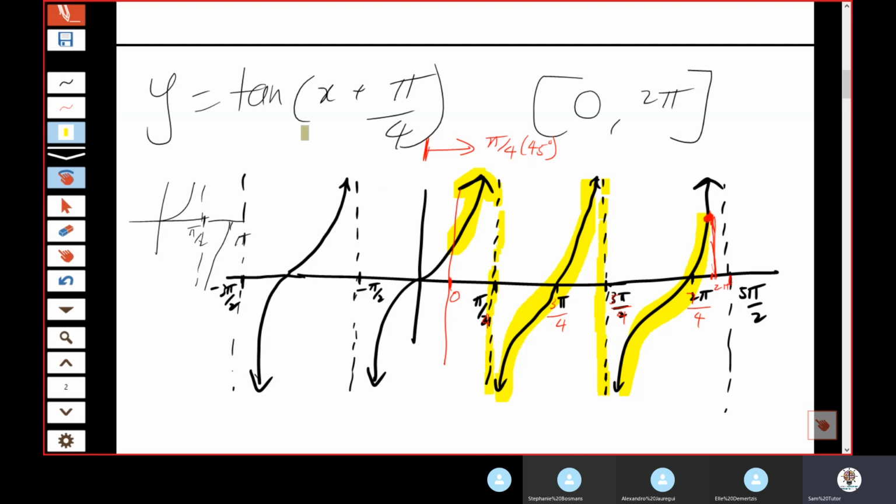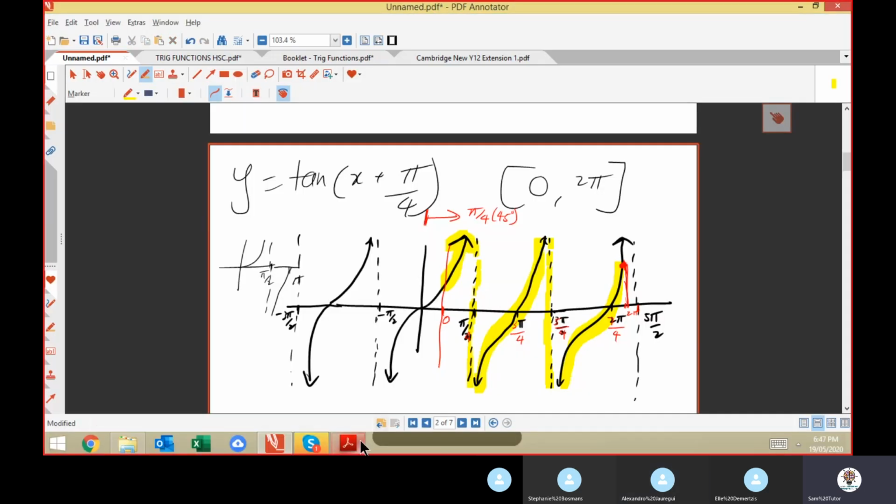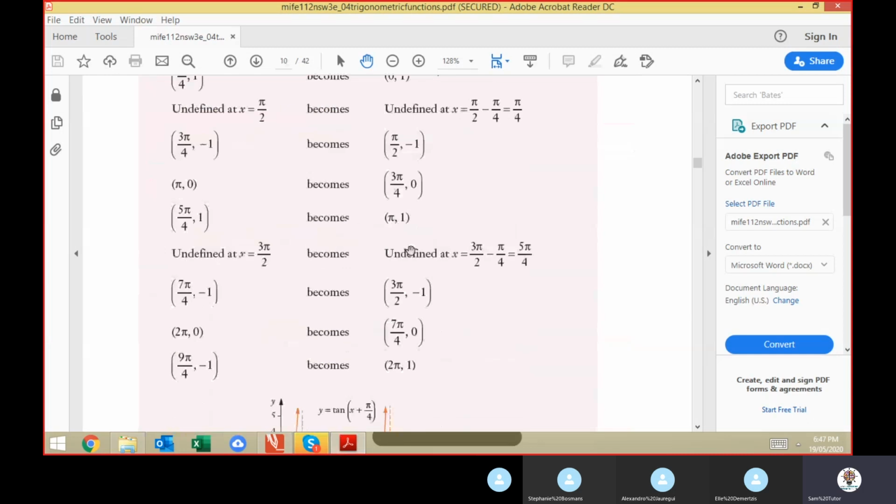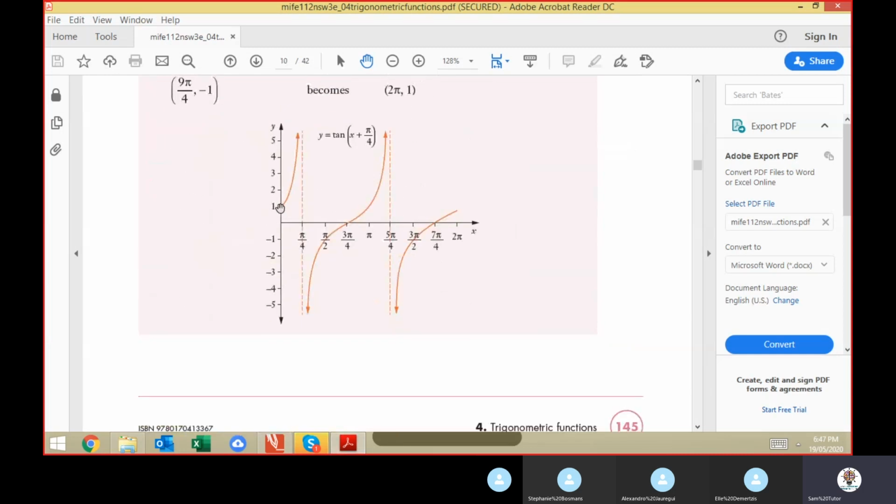So that would be really hard to draw if we had to shift this thing. Really, really hard. I don't even know how to do it. You want to see a computer generated one? There it is. So there, exactly where this stopped, where this one starts.